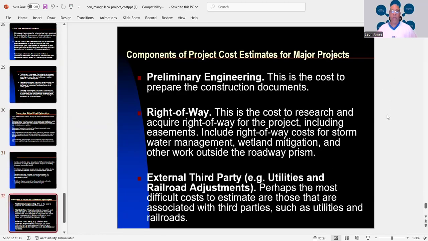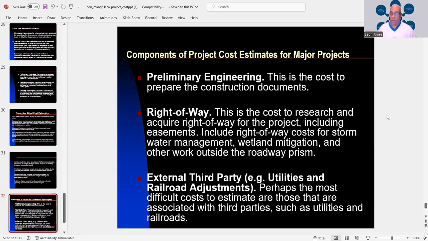And then we have components of project cost estimates for major projects, preliminary engineering. This is the cost to prepare the construction documents. Right of way. This is the cost to research and acquire right of way for the project, including easements, and right of way for stormwater management, wetland mitigation, and other outside the roadway prism.